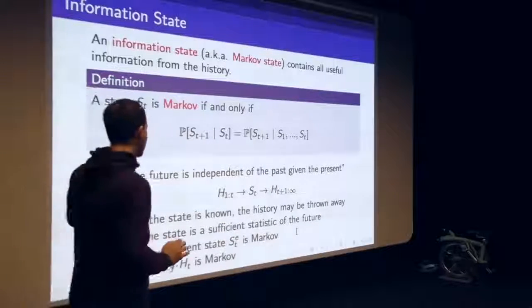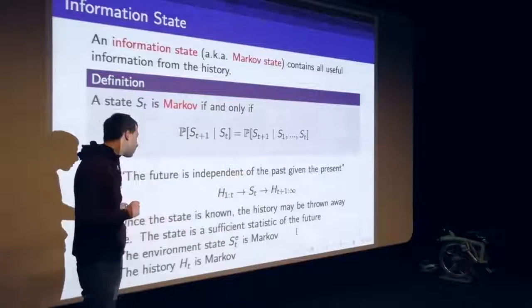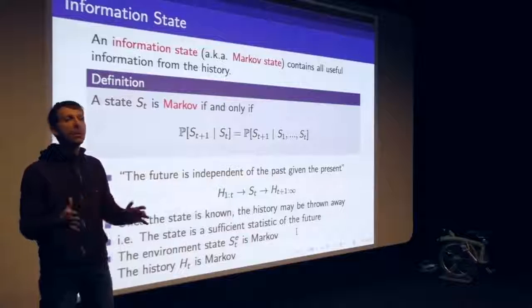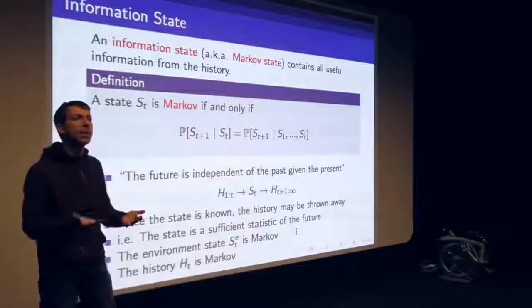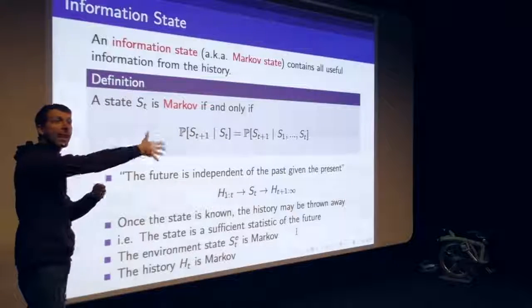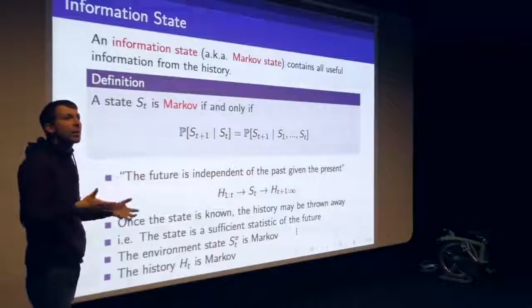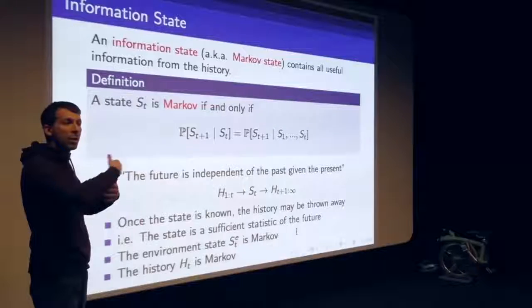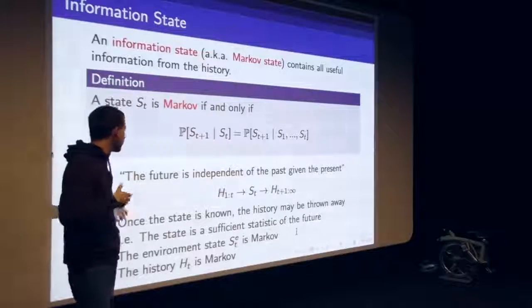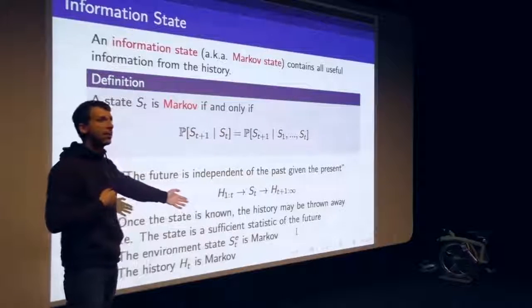So I want to give two brief examples before we move on. One thing to note is that the environment state, if only we had access to it, would be great, because the environment state is Markov. By definition, the environment state fully characterizes what will happen next in the environment, because that's what the environment is using to pick the next observation it's going to emit and the reward. So by definition, the environment state is Markov.